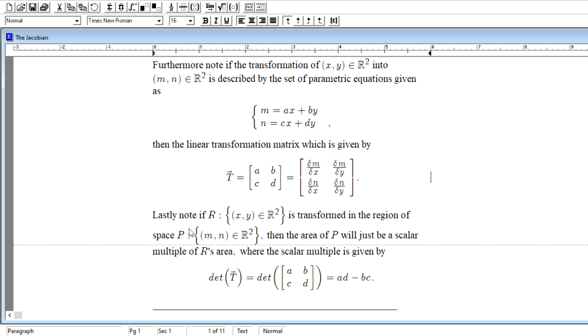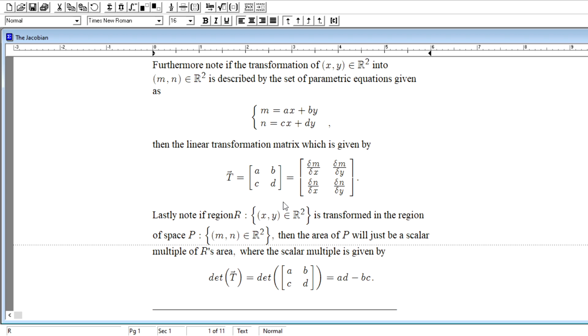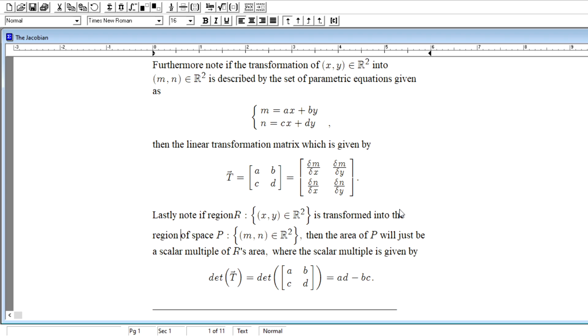And then lastly, note, if R is defined as a set of coordinates of x and y in 2-dimensional space, and is being transformed into a region of space P, we should really say here, region R is transformed into the region of space P, that sounds a little better, where P is defined by these set of coordinates.